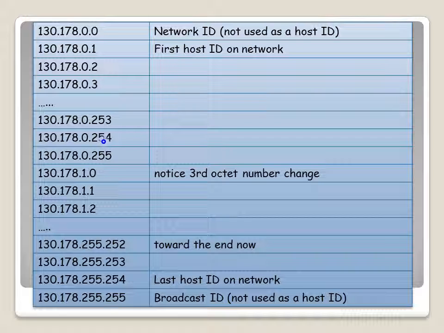Since there are 16 bits in the host part of the IP address, this means there are going to be 2 to the power of 16 minus 2 IP addresses for the network, or 65,534 IP addresses that you can assign to hosts on this network. The host IDs that you can assign will go anywhere from 130.178.0.1 through 130.178.255.254.